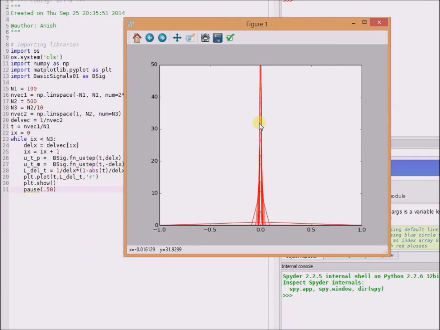Thus in practice we can use a triangular pulse with a very small width or base width delta to imitate or to approximate an impulse signal.